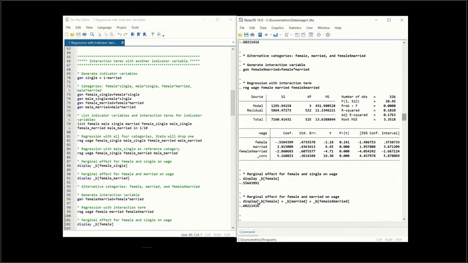Now, if we want to calculate what is the marginal effect of being female and married on wage, if it's both female and married, we need to collect the coefficients on this variable. Married would be equal to 1, and therefore their interaction term would be equal to 1. So we would need to sum up all of these three coefficients. And when we do that, if we sum up the coefficient on female plus the coefficient on married plus the coefficient on the interaction term, we would get 60 cents. So basically 60 cents lower. That would be the marginal effect.